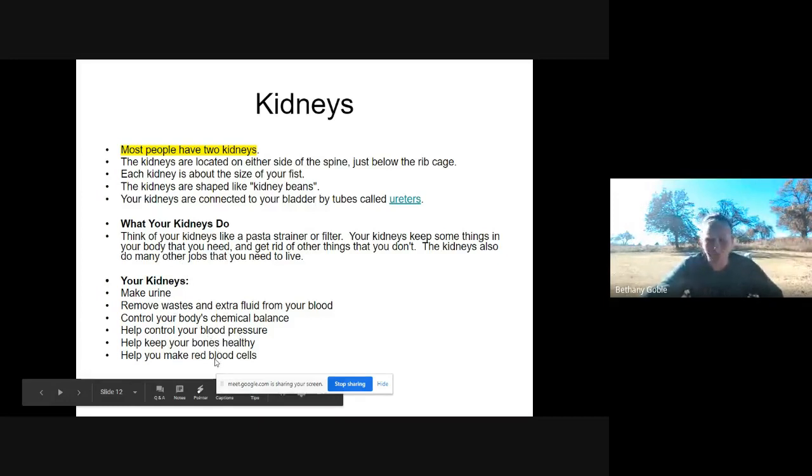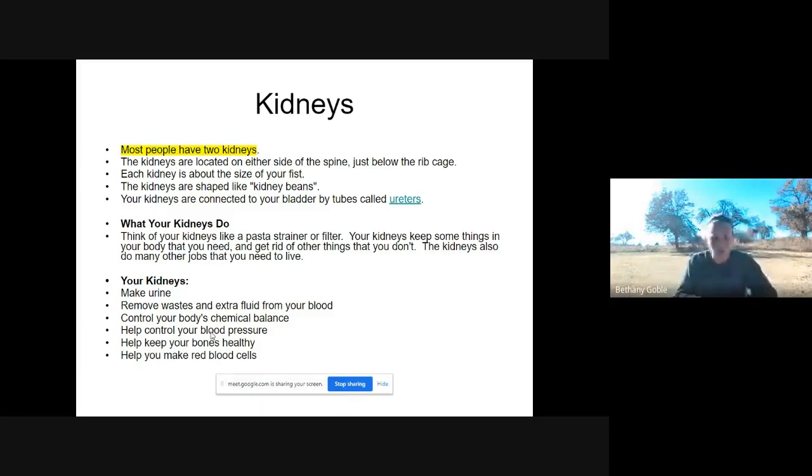It also helps make red blood cells and controls your blood pressure. Like I said, the main thing we're focusing on is how it cleans your blood and gets rid of the waste. So when your heart connects to your lungs, you get rid of the carbon dioxide. Well, obviously, you're not going to have pee coming out of your lungs, but it's going to go through your kidneys and come out the opposite end. So that's just showing you how all these systems are connected.